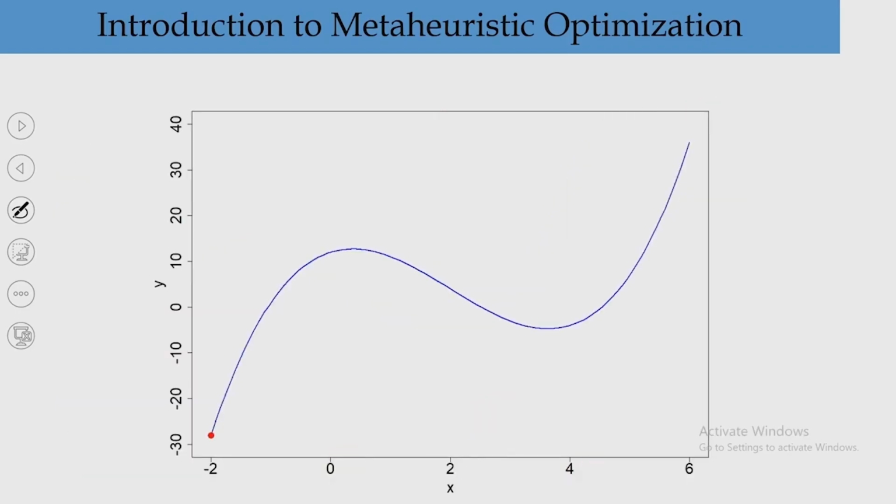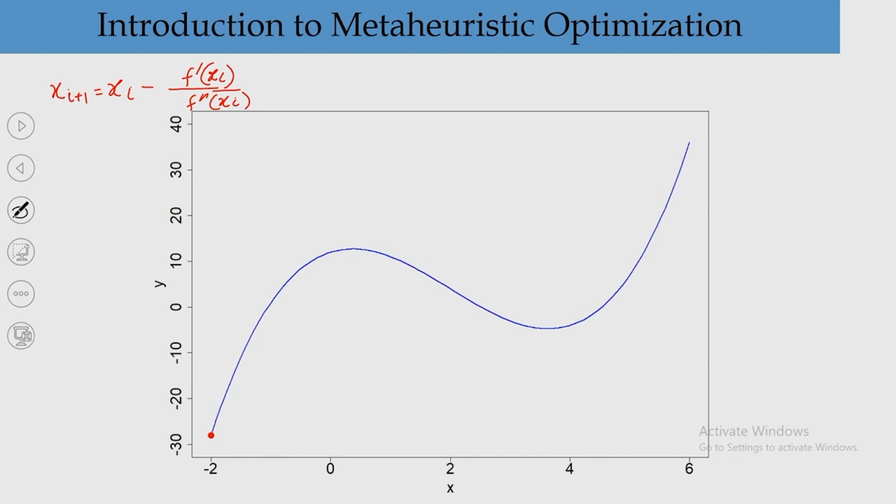Now, let us apply the Newton-Raphson method. In case of the Newton-Raphson method, what we are doing is applying this equation, that is x(i+1) equal to x(i) minus the first derivative at x(i) divided by the second derivative at x(i), to get the optimal solution of this function.